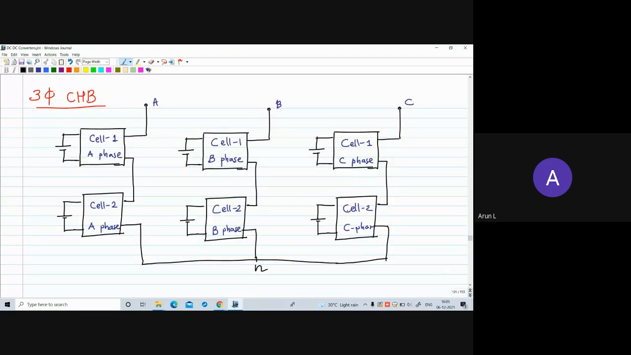Now this can be extended to three-phase. If you introduce two more legs like this, so this is cell 1 in A phase, cell 2 in A phase, here cell 1 in B phase. Like this, if you introduce more legs, you can have a three-phase conversion. One end is connected to form the neutral point of the three-phase system. The other three terminals you can connect to a three-phase load, or you can connect to the grid.